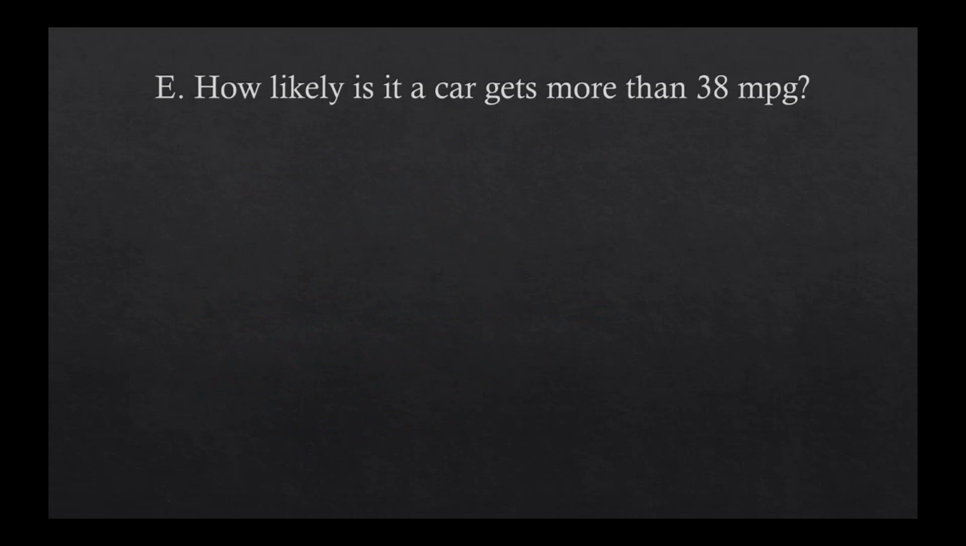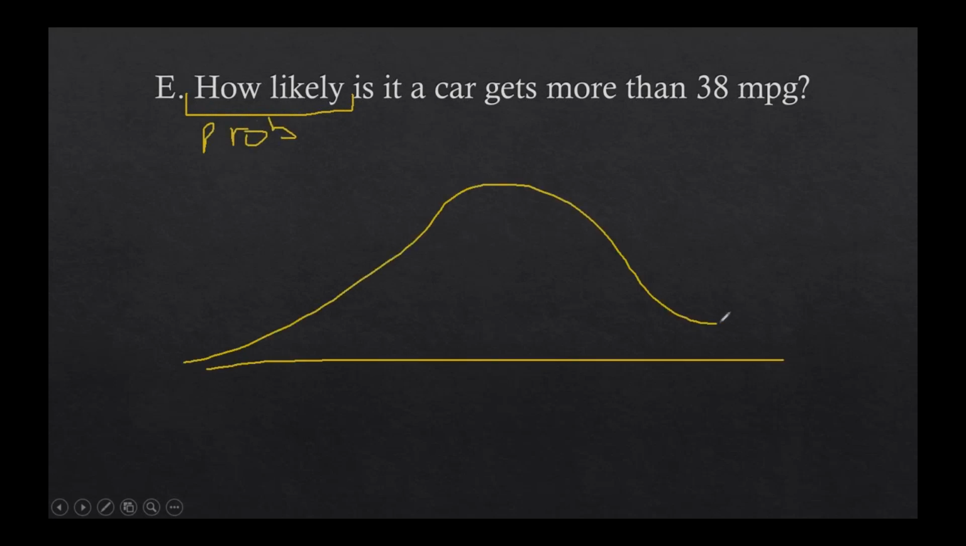All right, letter E, the last one: how likely, another way of asking what's the probability a car gets more than 38 miles per gallon. Well, 38 is way over yonder, and we're talking more, so that's area to the right. What's the percentage to the right of 38? 0.15%. There you go. 0.15% is a very, very low percentage, so you can say that's just not very likely to happen.